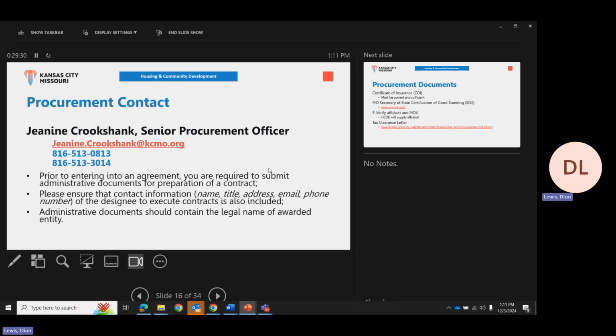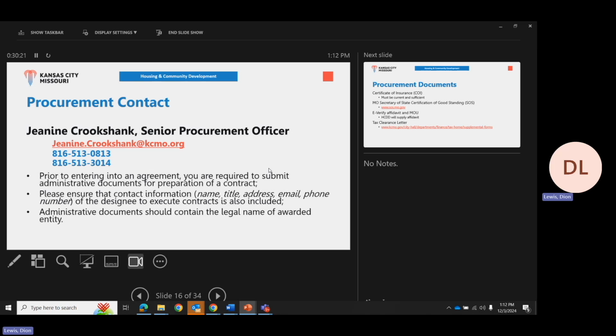Please ensure that the contact information, name, title, and address of those who need to execute the contract is also included. Also, make sure that the entity that's applying for the funding is the entity that you're providing documentation for. So if you say, oh well, me and such a partner, but I'm just using my entity, no, you probably need to create an LLC that includes both of you all. You know what I'm saying? Because if the expectation is that both of you are supposed to be in this particular application, and you're partnering, then you probably need to create a partnership in which you can apply underneath that partnership.